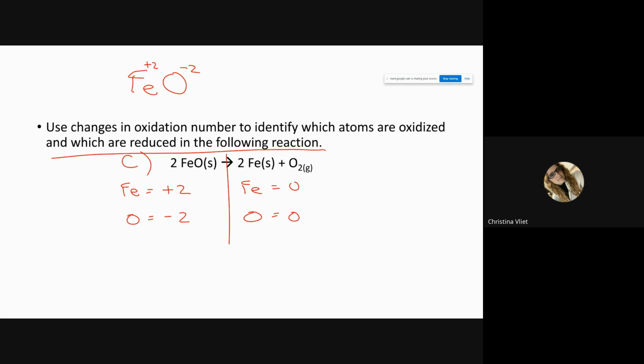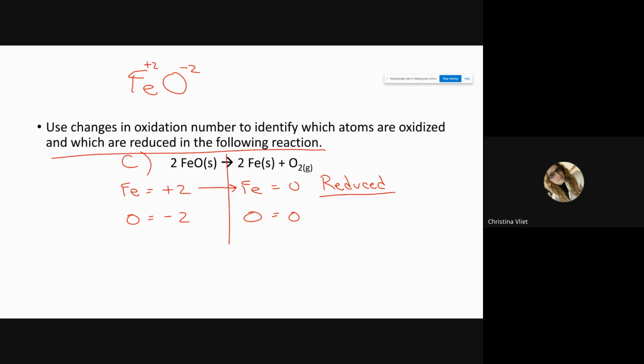I see that iron goes from 2 to 0. Is that charge going up or is that charge going down? So if the charge is going down, we say that the charge has been reduced. So this is our reduction. Iron is reduced. So far so good?